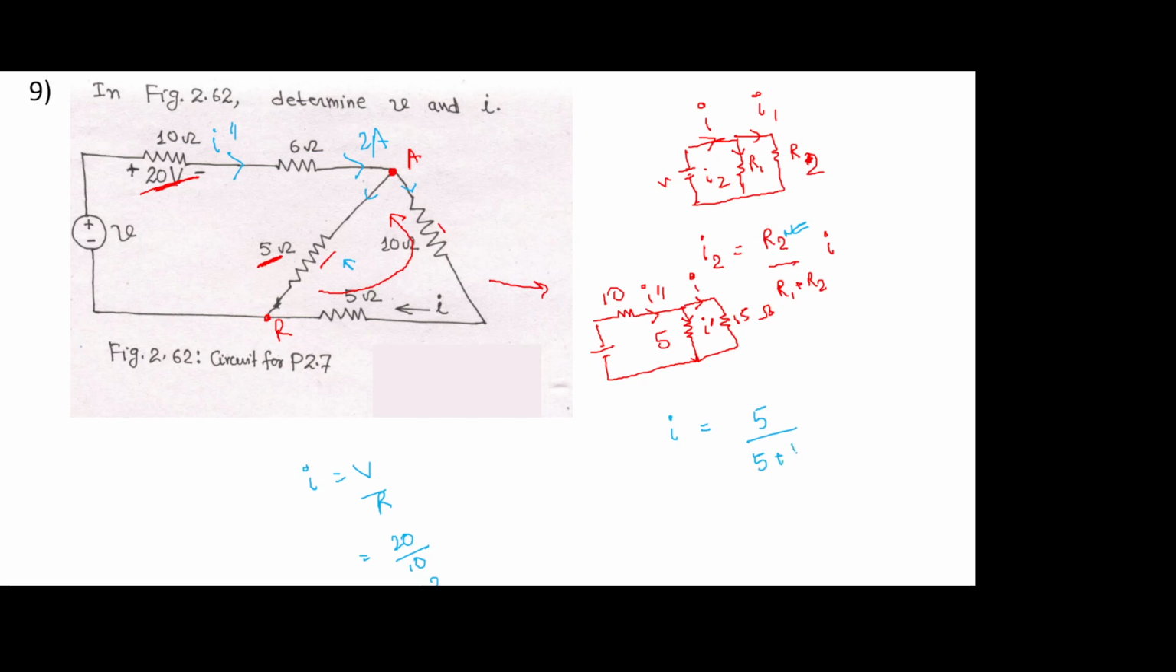This is 5 plus 15 into I, the total I that we got here is 2 ampere. So it will be 5 by 20 into 2, it is 0.5 ampere. So the current across this particular branch here is 0.5 ampere.